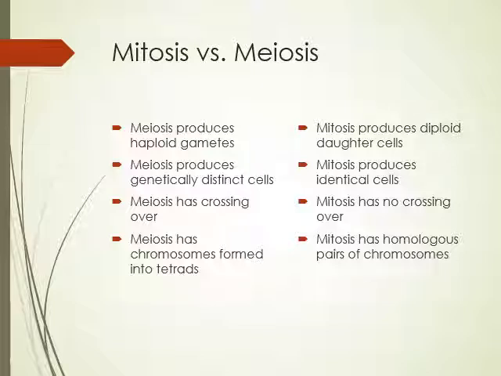So for the inevitable question of what's the difference between mitosis and meiosis, mitosis will produce diploid daughter cells. Meiosis will produce haploid daughter cells. Mitosis produces identical daughter cells. Meiosis produces unique daughter cells. Mitosis generally produces body cells. Meiosis produces sex cells.